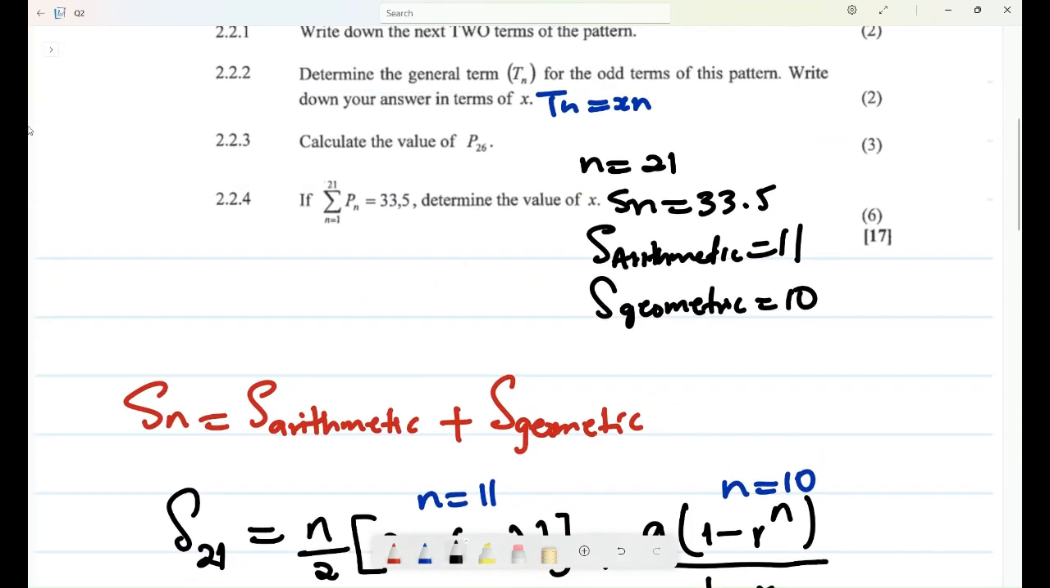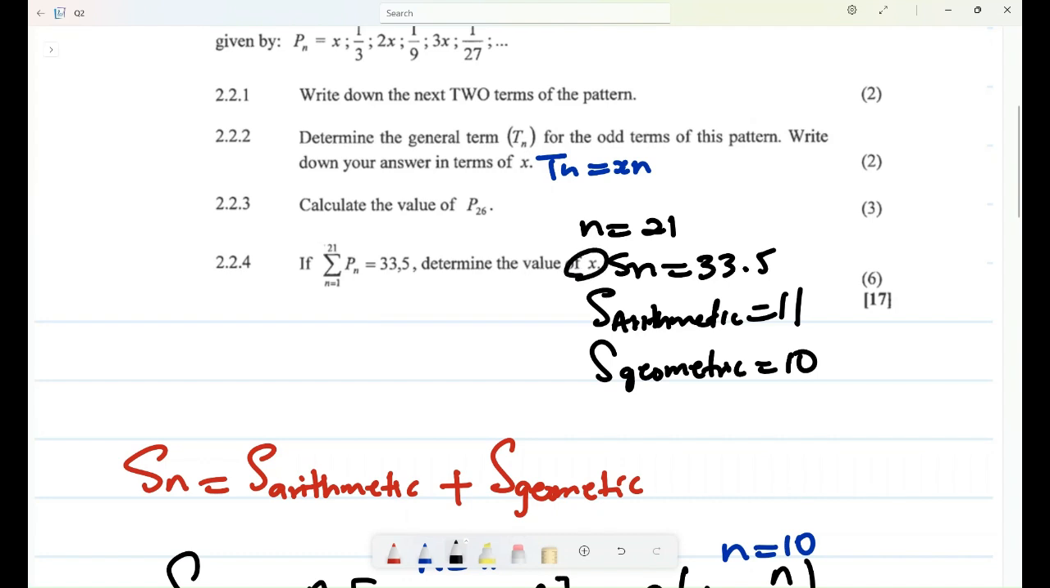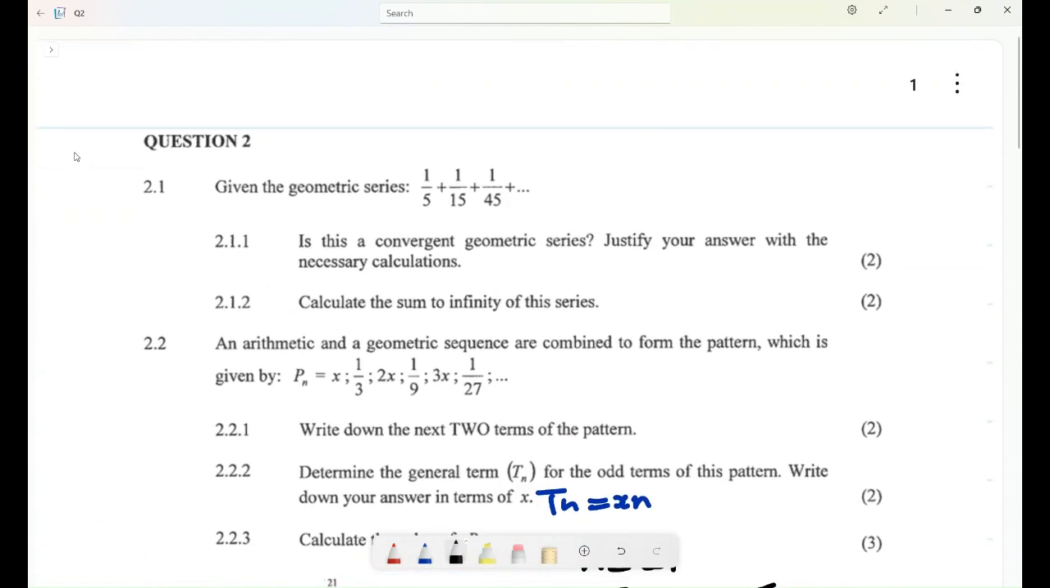So have you answered the question? Yes. You have determined the value of x. So that's all for question 2. I hope you enjoyed and clearly understood the concept. And yes, let's meet again on question 3 under the same question paper, May/June 2023.